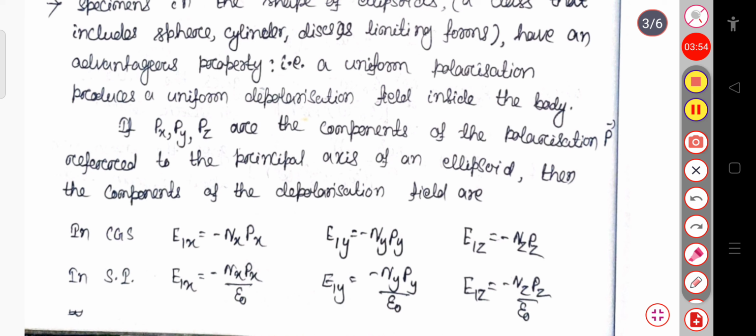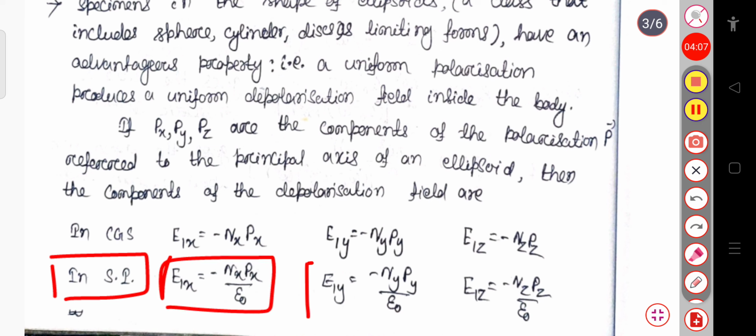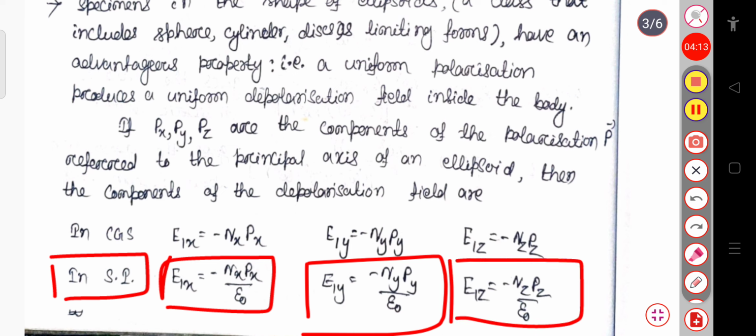Similarly in SI units, you simply have to divide by epsilon naught. So E1x will be equal to minus nx Px divided by epsilon naught, E1y will be equal to minus ny Py divided by epsilon naught, and E1z will be equal to minus nz Pz divided by epsilon naught. So these are the depolarization fields that occur because of the polarization.